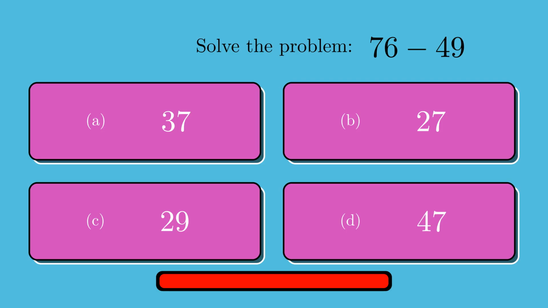What is 76 minus 49? Your options are A, 37, B, 27, C, 29, D, 47. You have 10 seconds to solve the problem. Good luck.